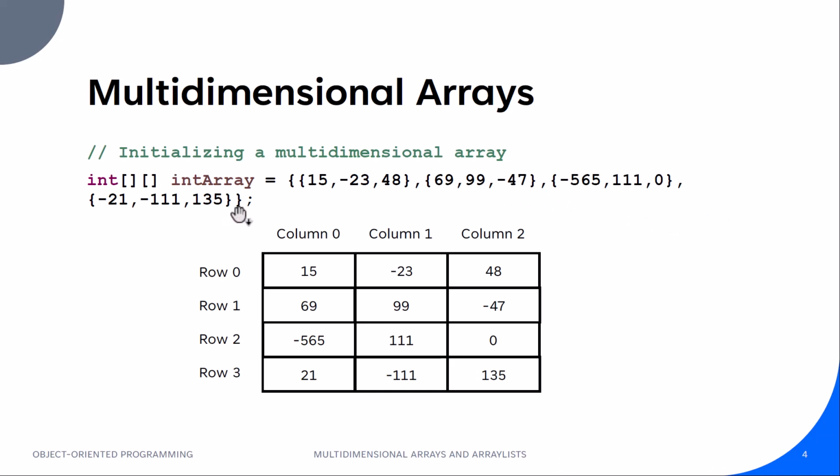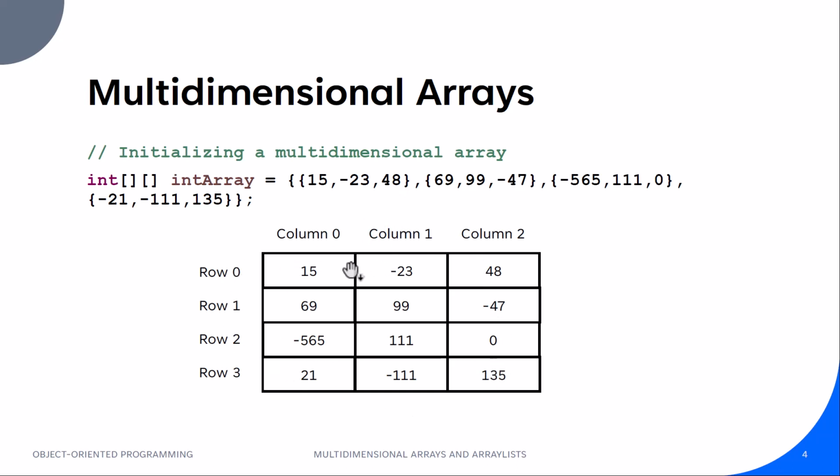Remember that in Java and also in C++, the array index starts with 0. That's why we start with 0 in both rows and columns. And this is row 0, column 0. This is row 0, column 1. And this is row 0 and column 2. And it continues like this. So this is the first row, row 1, and column 0, row 1 and column 1, and row 1, column 2. So 15 goes here, minus 23 goes here, and 48 goes here, and so forth.